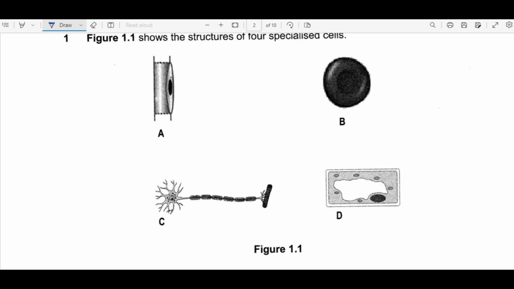Now we have these 4 cells, and whenever you are studying biology, make sure you study with the diagrams, and your focus should just be on it. You should be able to identify a given structure, the name of that structure, based on how the structure is. Now let's look at the first question.